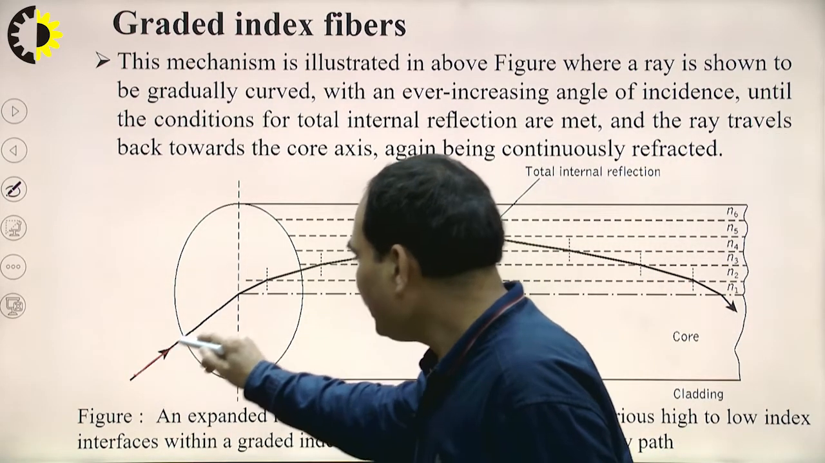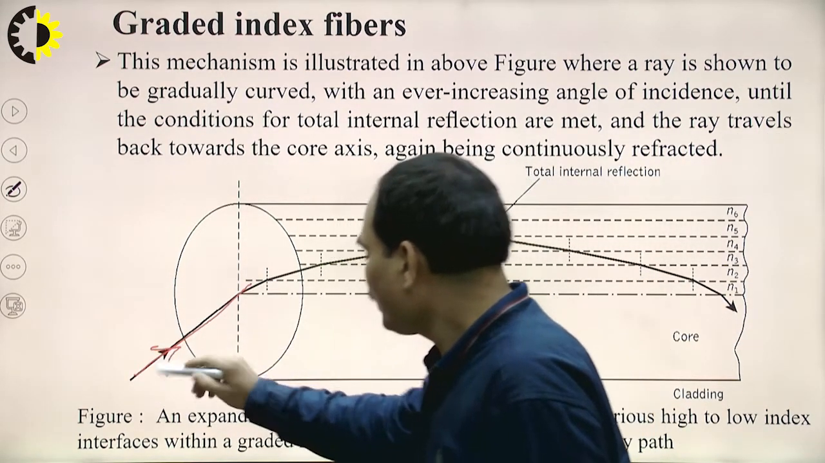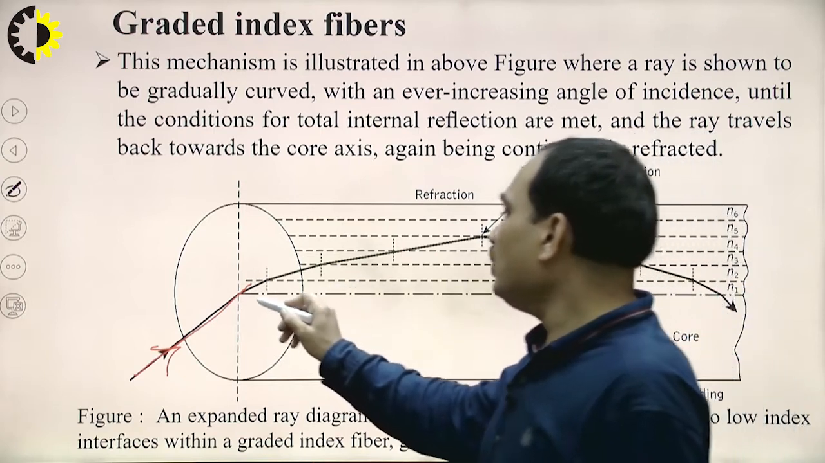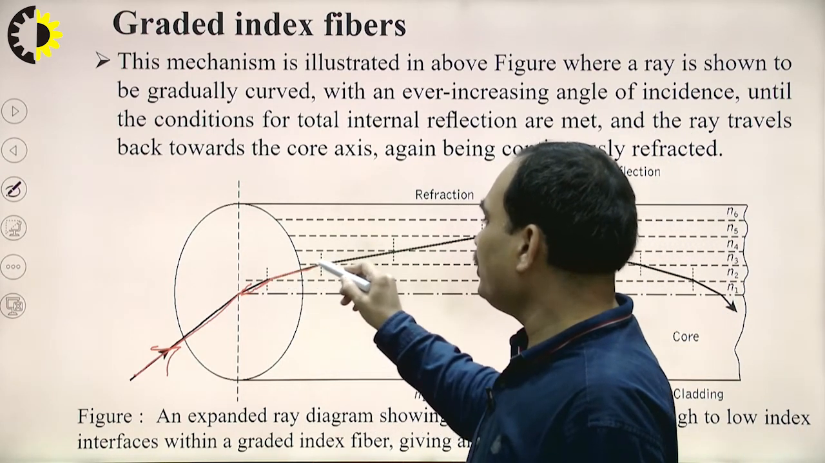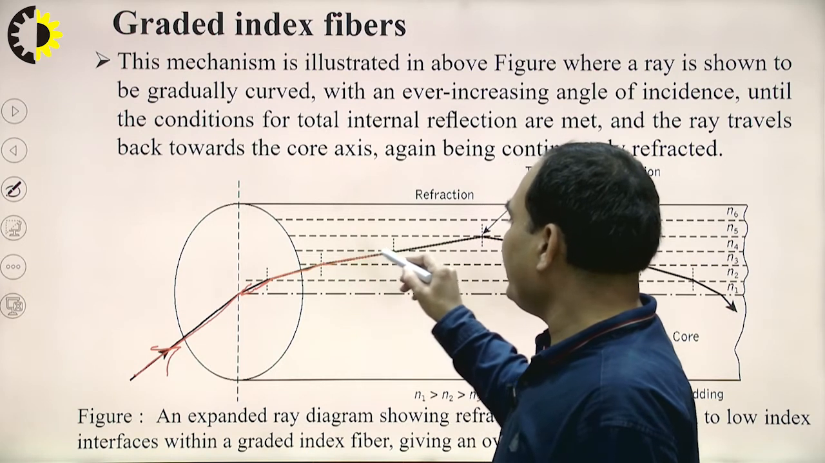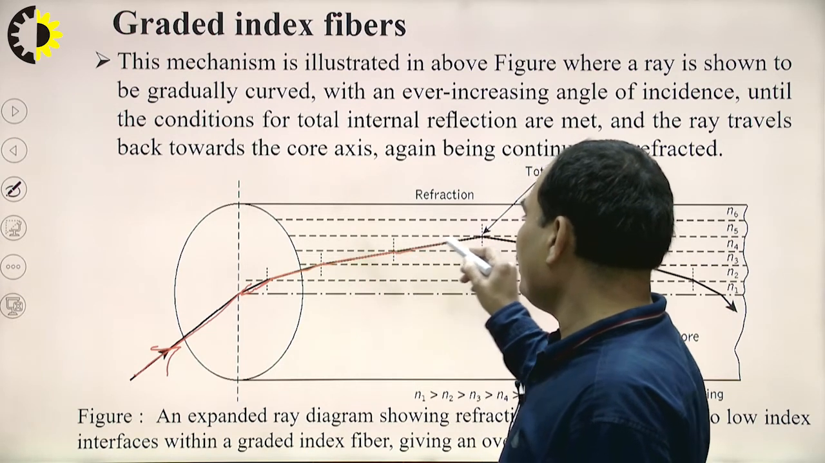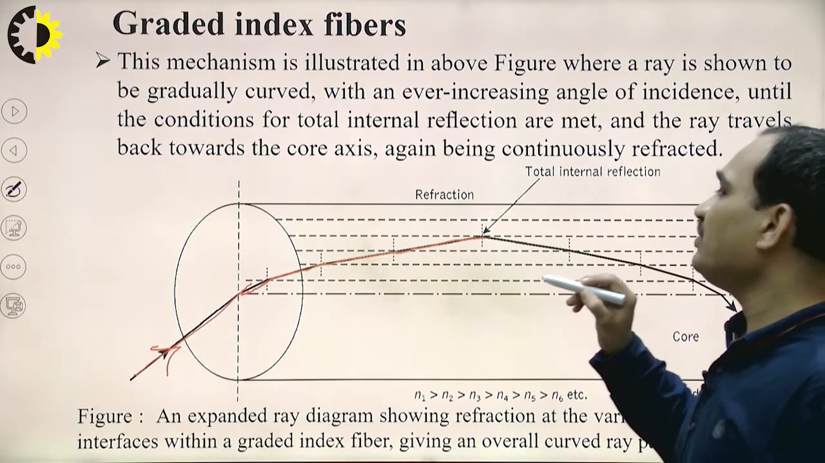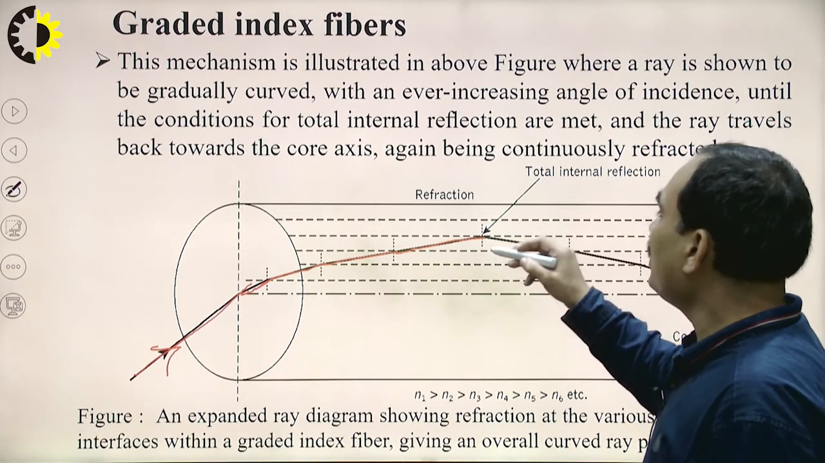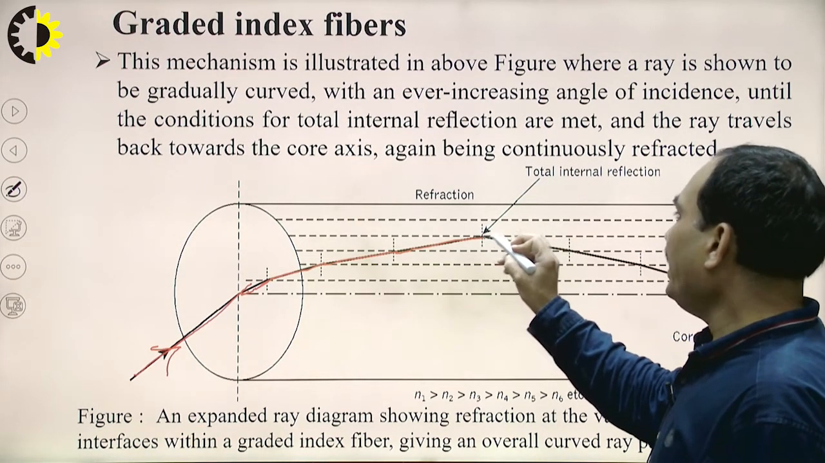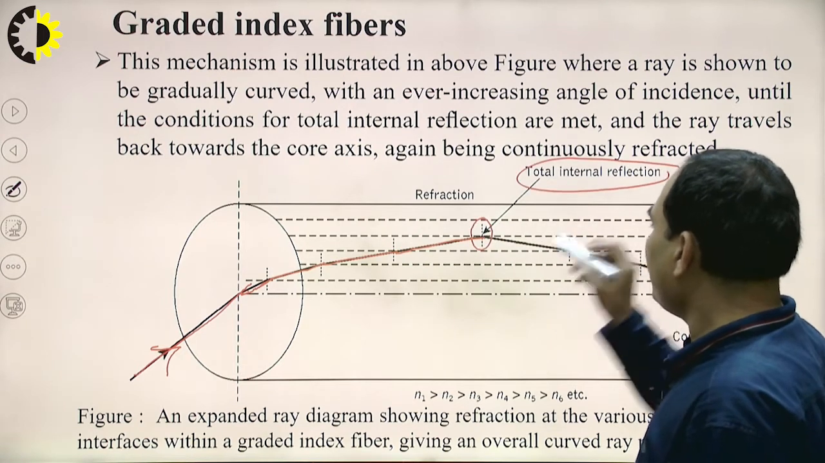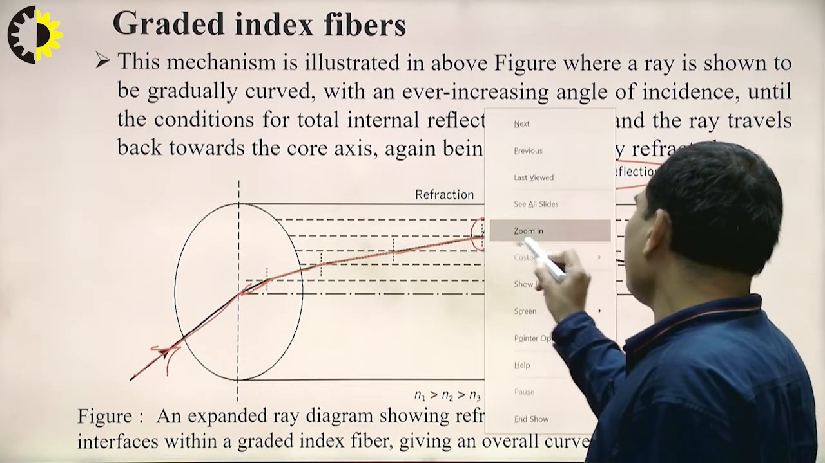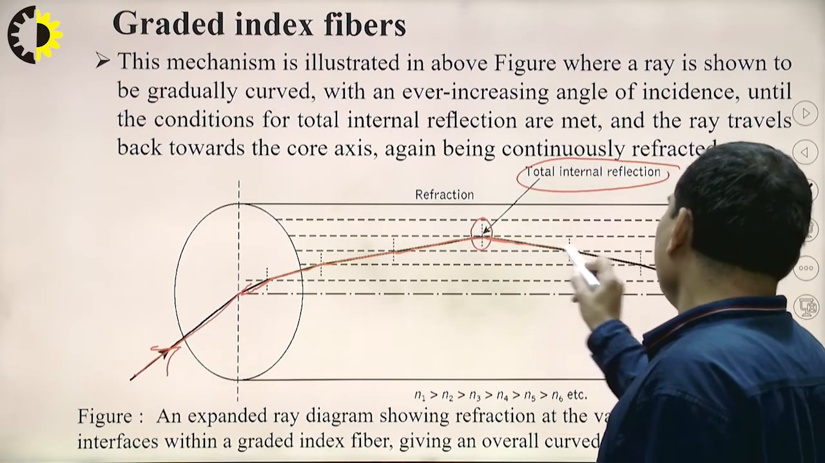The ray enters from air to the core, then it starts bending due to the gradual change in the refractive index. Again there is a gradual change in the refractive index at different layers of the core, and here at this point there is a total internal reflection. So after this point the wave is completely returned back.